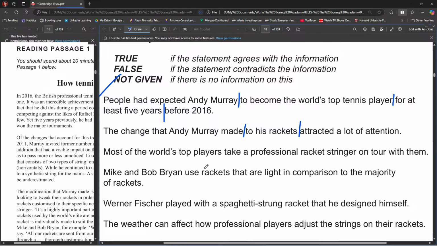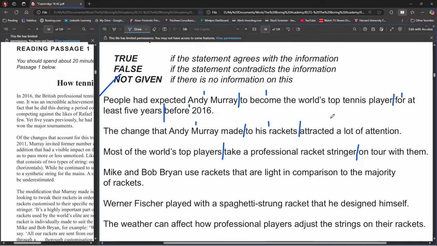Okay. Most of the world's top players, so we'll put a slash. Take a professional racket stringer, or on tour with them. So there are 3 ideas. So we cannot predetermine whether there will be 2 ideas, 3 ideas, or 4 ideas. It will be completely dependent on the question, because this has 4 ideas. And the question below it has 3 ideas.